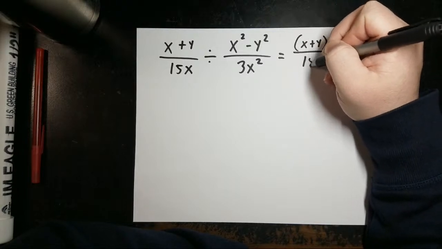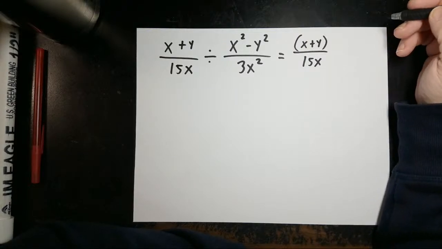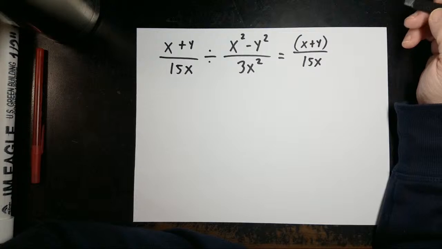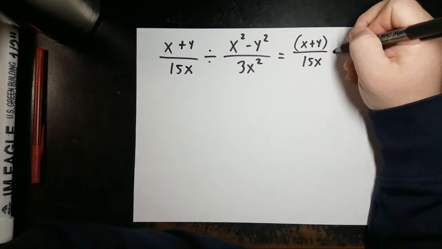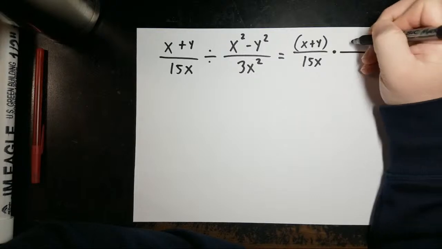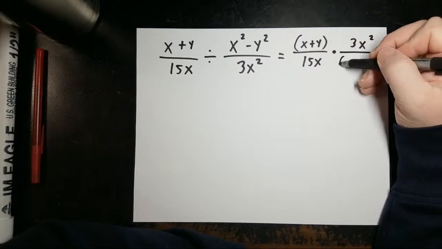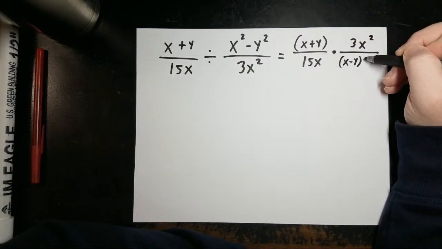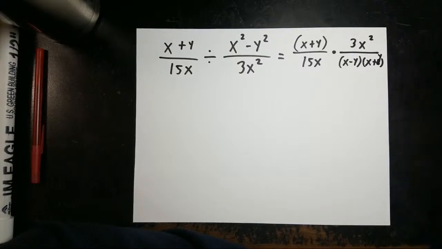In the first fraction, nothing can factor. I would like to, as we typically do, keep change flip. And when we keep change flip, this becomes 3x squared. And the x squared minus y squared, as I said, becomes x minus y, x plus y. I don't know why I just wrote a 2 there, but that's a y. Very strange.